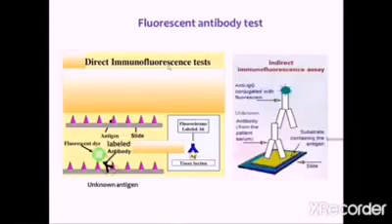Fluorescent antibody test. These are of two types, direct and indirect immunofluorescent test. First, I will discuss this direct immunofluorescent test. In this case, an unknown antigen, for example, from a tissue of a clinical specimen is fixed on a glass slide, and specific antibody tagged with fluorescent dye is applied directly to the slide.